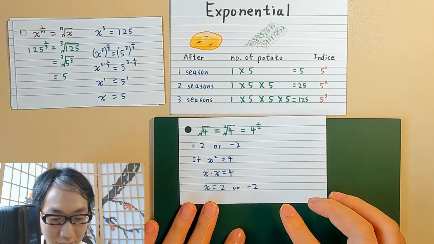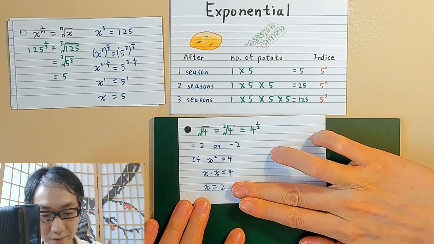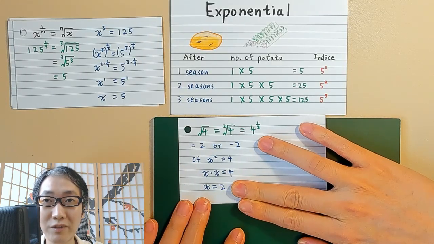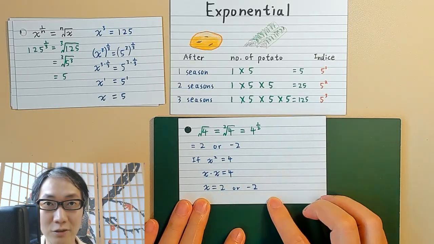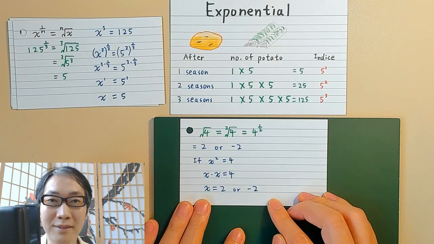However, if only positive numbers are involved, then this is the answer. If positive numbers and negative numbers are both involved, then this is the full answer. Okay. So see you in the tutorial of Indices II.